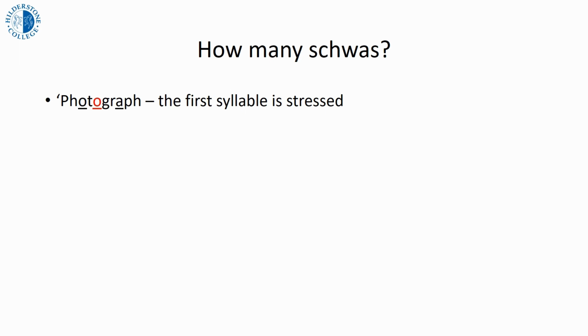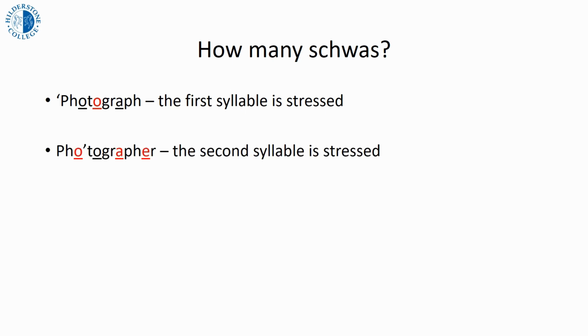Photograph. Now you can hear that I'm saying an O in the last syllable. Photograph. That is not a schwa sound, so you know it's not a schwa. So it must be the middle syllable, the second syllable. Photograph. Okay. How did you do with the next word?